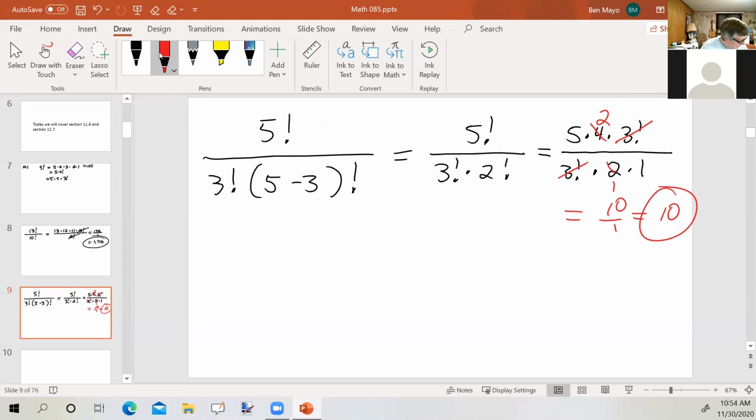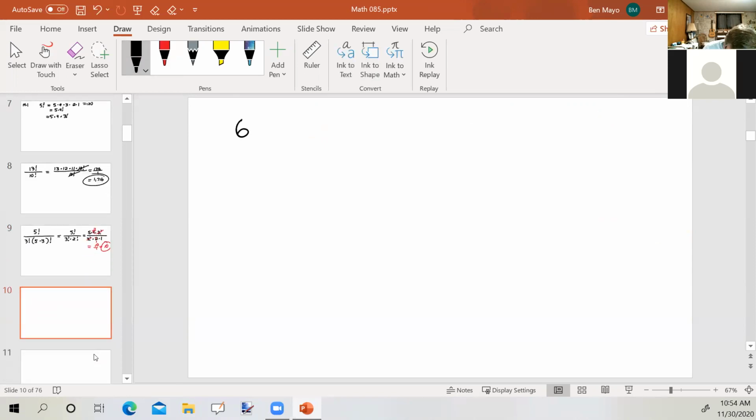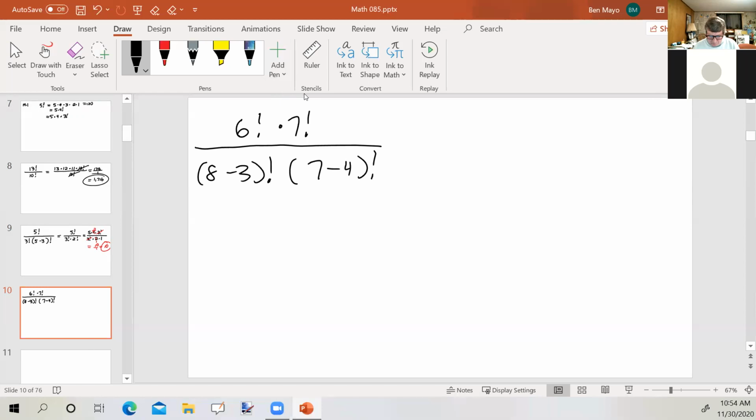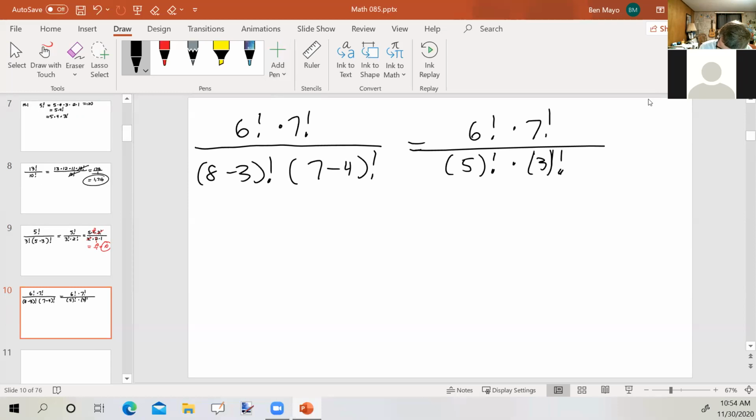All right. Let's take a look at another example like that. Let's say we've got 6 factorial times 7 factorial over the quantity 8 minus 3 factorial times the quantity 7 minus 4 factorial. First thing again that I would do is simplify inside the parentheses. 8 minus 3 is 5, so this is 5 factorial. 7 minus 4 is 3 factorial.